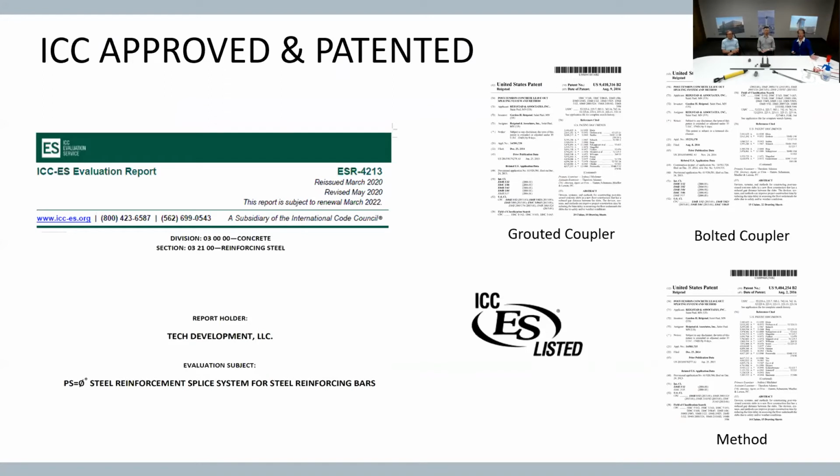And so you can look it up. Here's our ICC approval and patent. We went through all the testing, and one of the things we do when we develop new products is we always file patents. But typically we file patents on both the product and the actual method of coupling rebar, or on this one, coupling rebar through the pour strips. And so we have the method and the couplers.